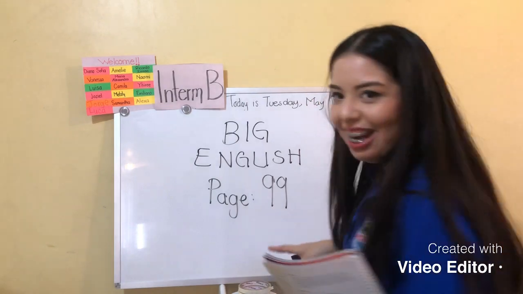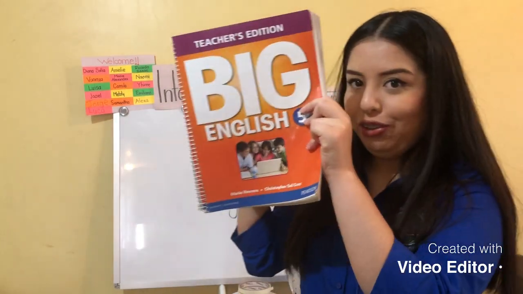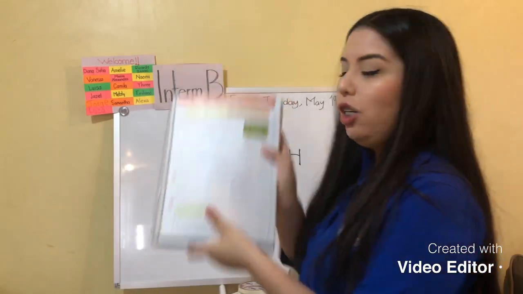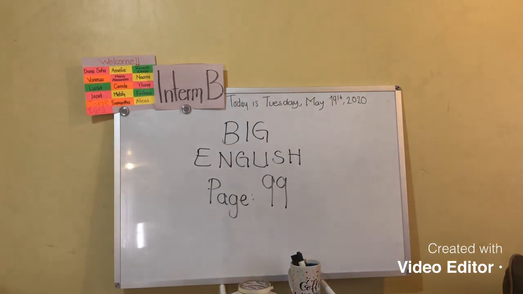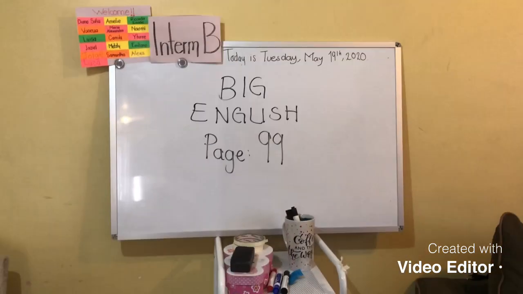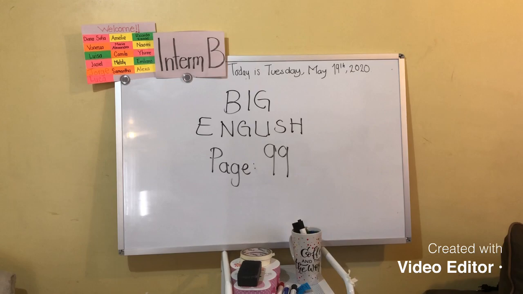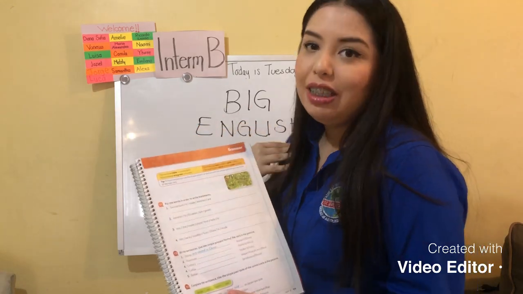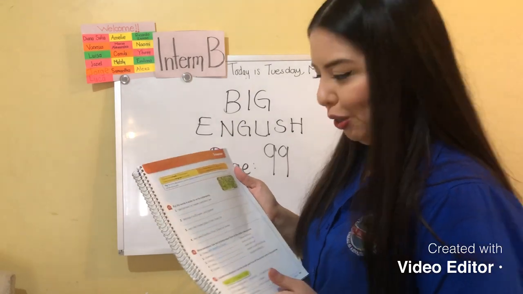Excellent, guys. So right now we're going to open our books in the Big English book, on page 99. You got it? Go, open. Excellent. So we're going to do the activities, all right? I'm going to tell you the instructions and you're going to do it. Very good.